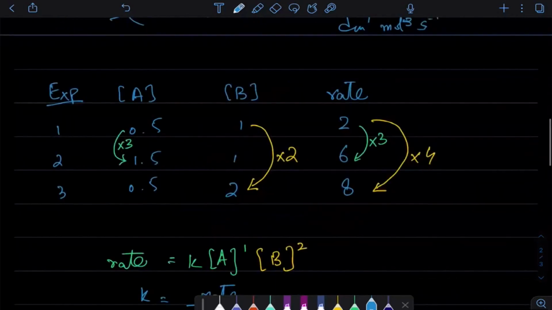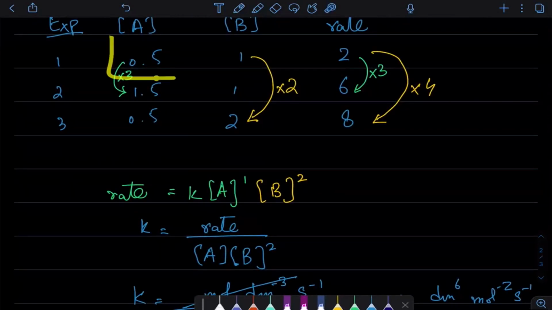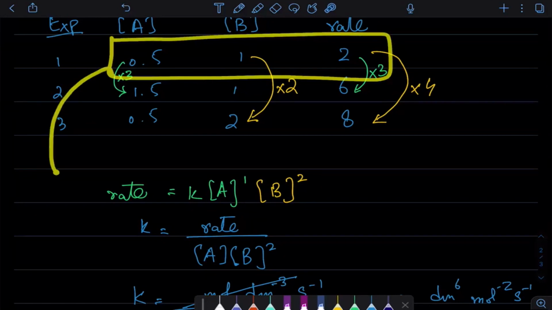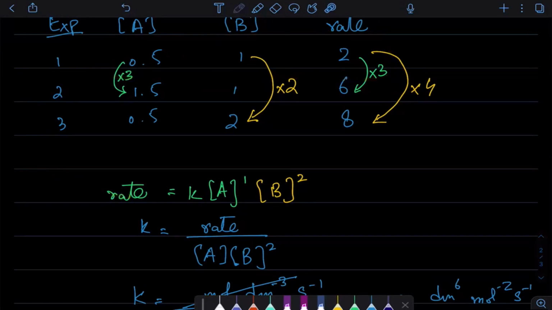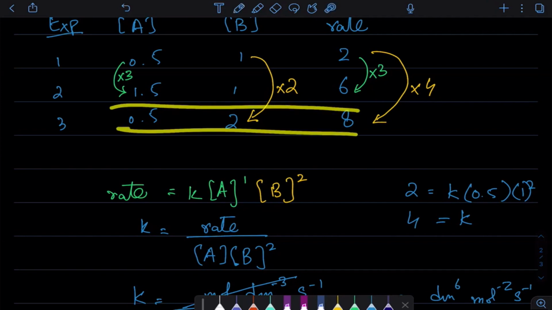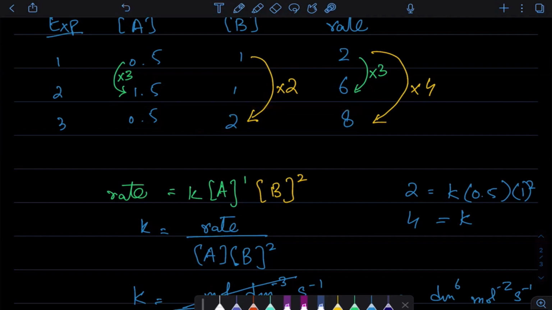And how will we find the value of K? You pick any one row, put that in this equation. So the value of K: 2 is equal to K times 0.5 times 1 squared. So K is going to be 4. Because we'll simply solve it and we'll get the value of K. And it turns out K will always be the same regardless of which row you pick, which experiment you pick. The value of K will remain the same because K is fixed. It's a constant. Okay.